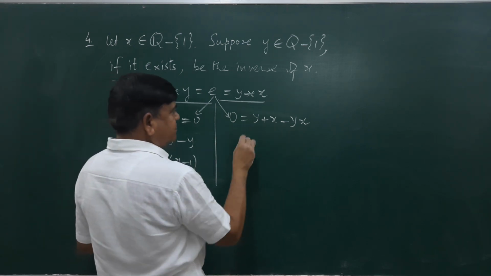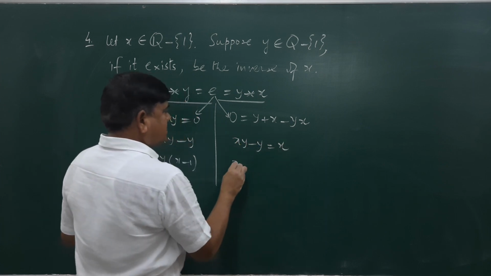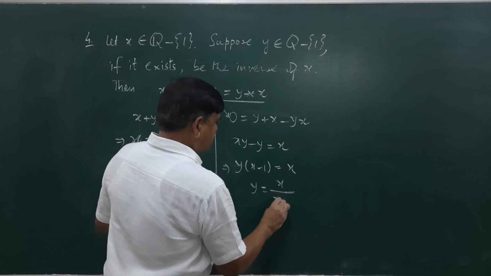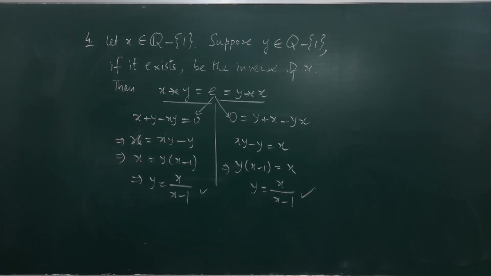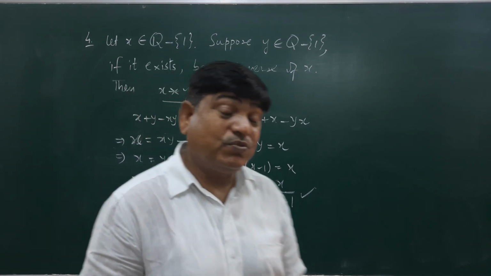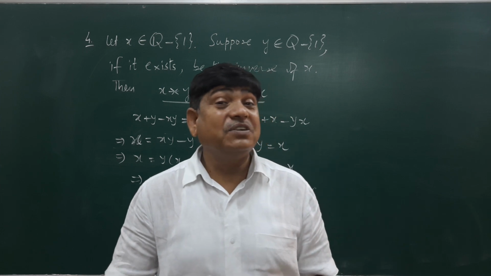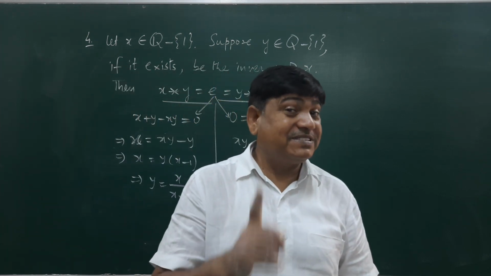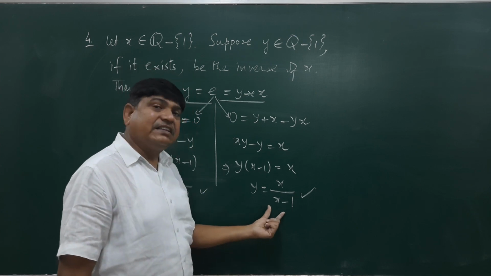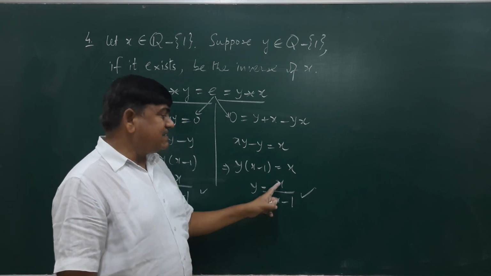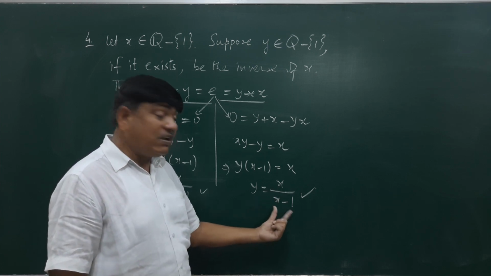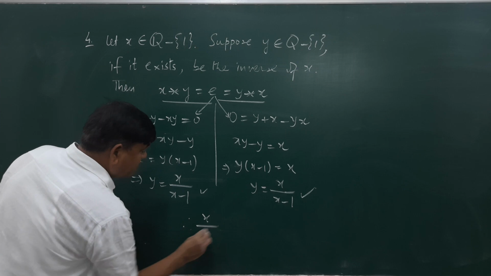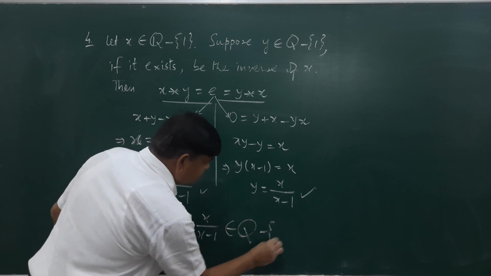If we simplify this, just transpose and take y common. Definitely the denominator is x minus 1, and we know that division by 0 is not allowed. So x is not equal to 1, therefore we have not taken 1 in that set. Calculating the inverse there is a problem. What is x? Rational. x minus 1, again rational. Division of two rational numbers is a rational number. Therefore, x upon x minus 1 belongs to this set.